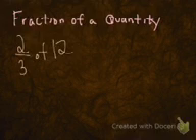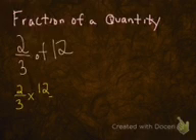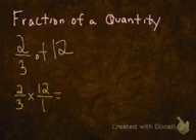Fraction of a quantity, in other words, 2/3 of 12, a fraction of a number, okay? We can change that "of" sign to mean multiply. We can put that whole number over top of a 1 to look like it's a fraction times a fraction. It makes for nice and simple and clean.